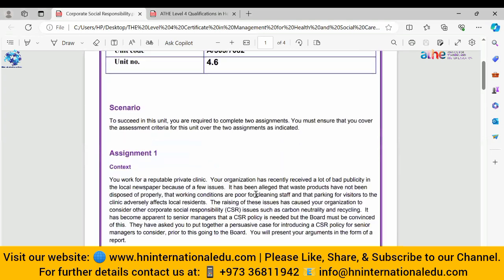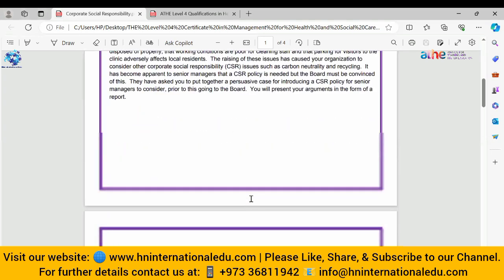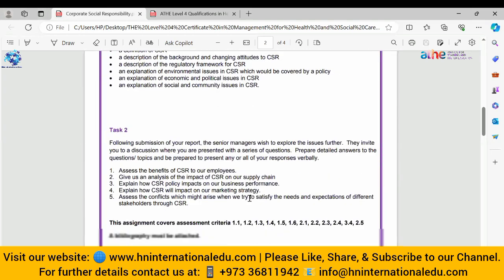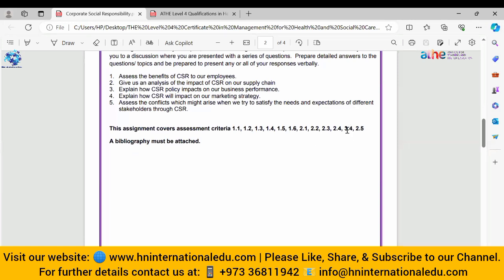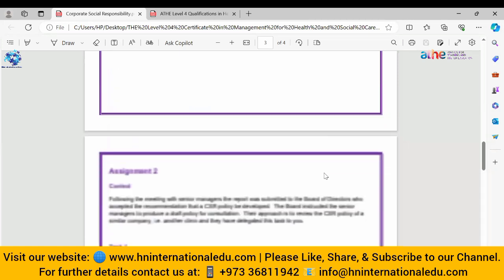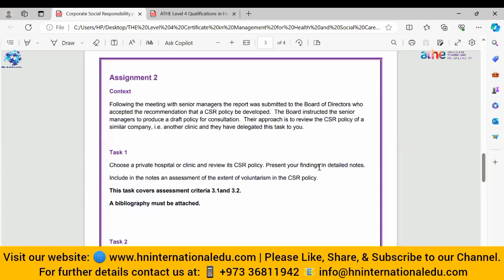Here is the assignment for this course. We are having a scenario. We are having assignment number one. And in this, we're having task one, task two. And in both task one, task two, it is comprising straightforwardly from LO1 and LO2. And one part is from LO3 as well. That is 3.4.